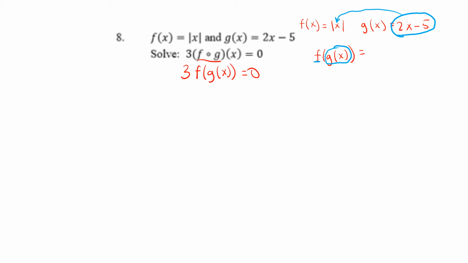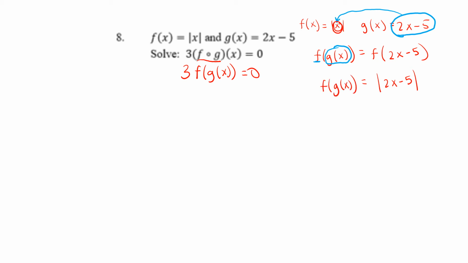So really what we're doing here is an intermediate step. I would not recommend writing this anymore, just to save you some time. We're just replacing x with 2x minus 5 in this function, so we end up with absolute value of 2x minus 5. Again, wherever that x was, we just replaced it with 2x minus 5. That is f of g of x.